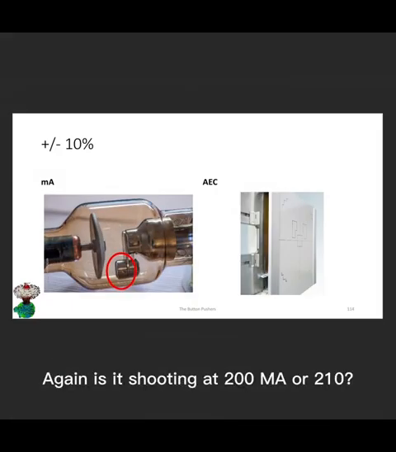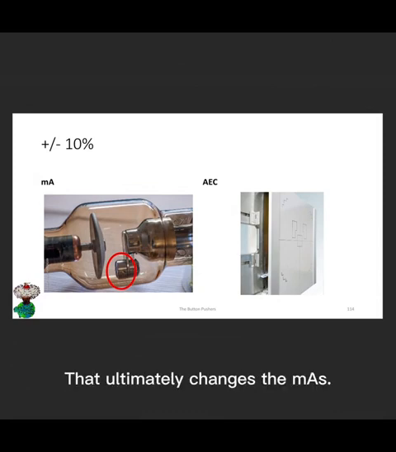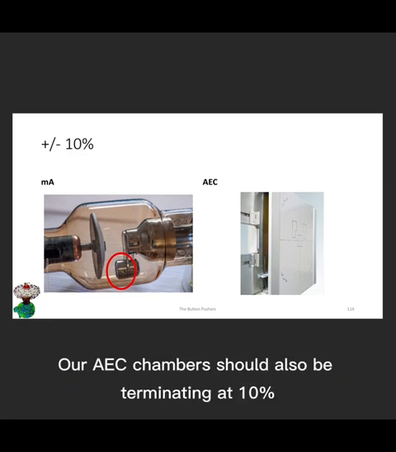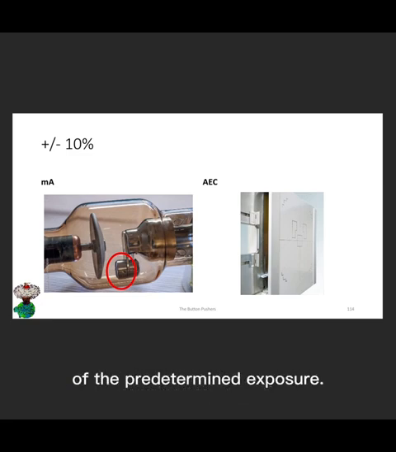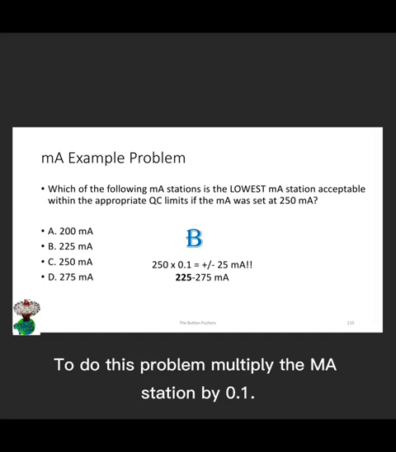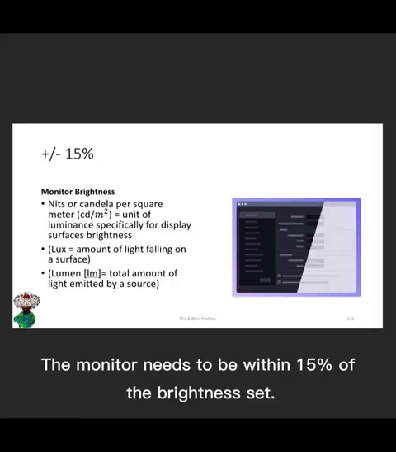10% is the mA station and our AEC chambers. Again, is it shooting at 200 mA or 210? That ultimately changes the mAs. Our AEC chambers should also be terminating within 10% of the predetermined exposure. To do this problem, multiply the mA station by 0.1. The monitor needs to be within 15% of the brightness set.